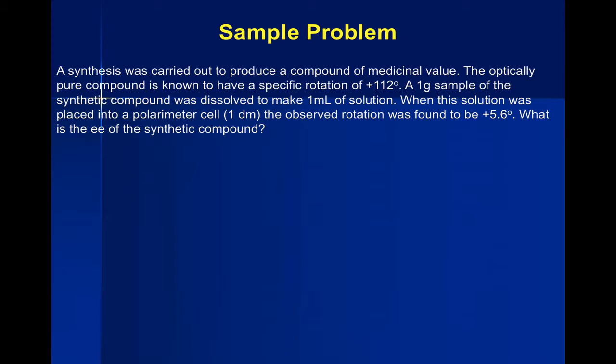What do we have to do? I know the specific rotation for one pure enantiomer, right? Now what do I have to do? I have to find it. But what do most people do when they try to do this? They take 5.6 and divide it by 112. That's not the right answer because this is an observed rotation. So we have to convert this into a specific rotation. So I know my observed rotation, I know the concentration, I know the path length, I can figure that out. And then I divide those two numbers, right? Those two specific rotations, and I can get the EE.